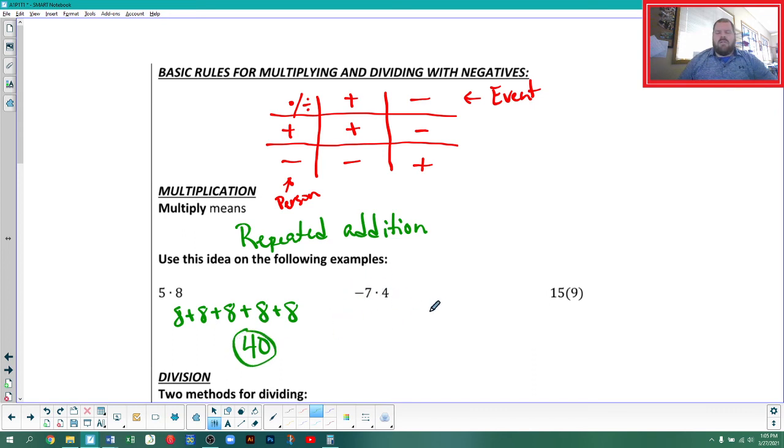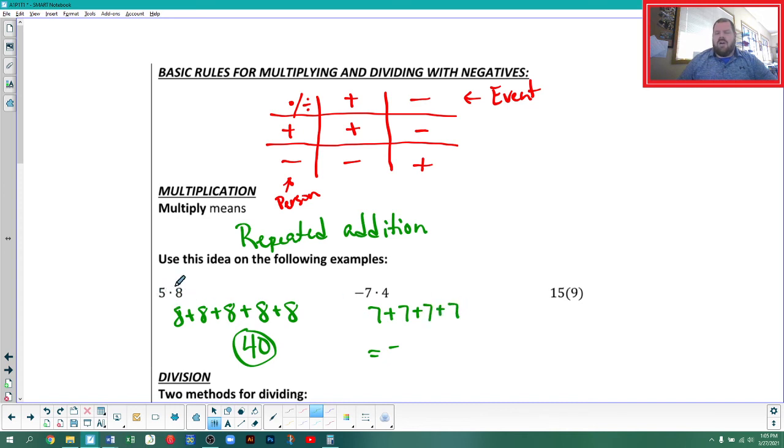On this one, the first thing I deal with is the sign of my answer. I have a negative times a positive. Negative times positive is negative, so my answer is going to be negative. And then it's just 7 added to itself 4 times. And typically I'll go with the easier one of those two.